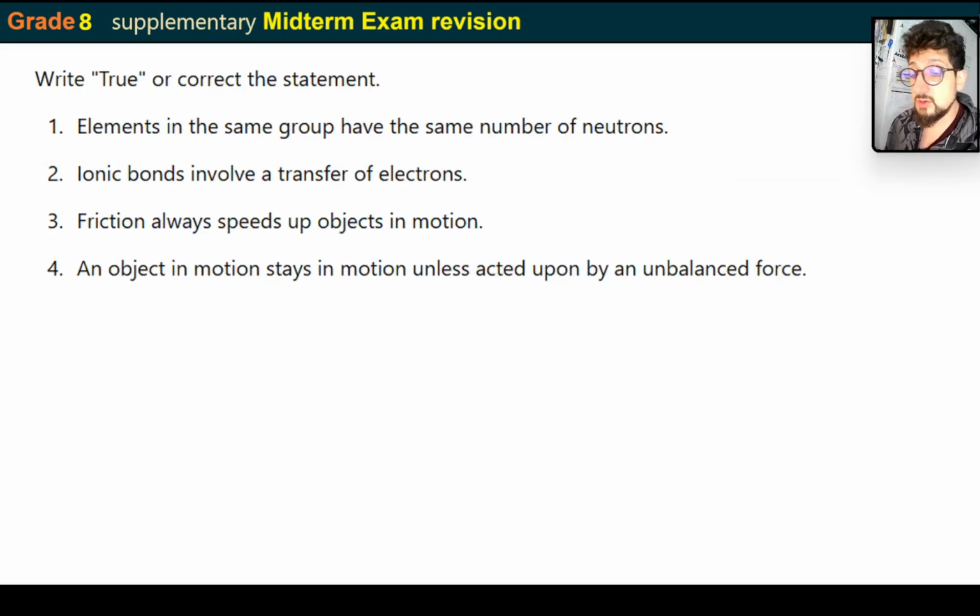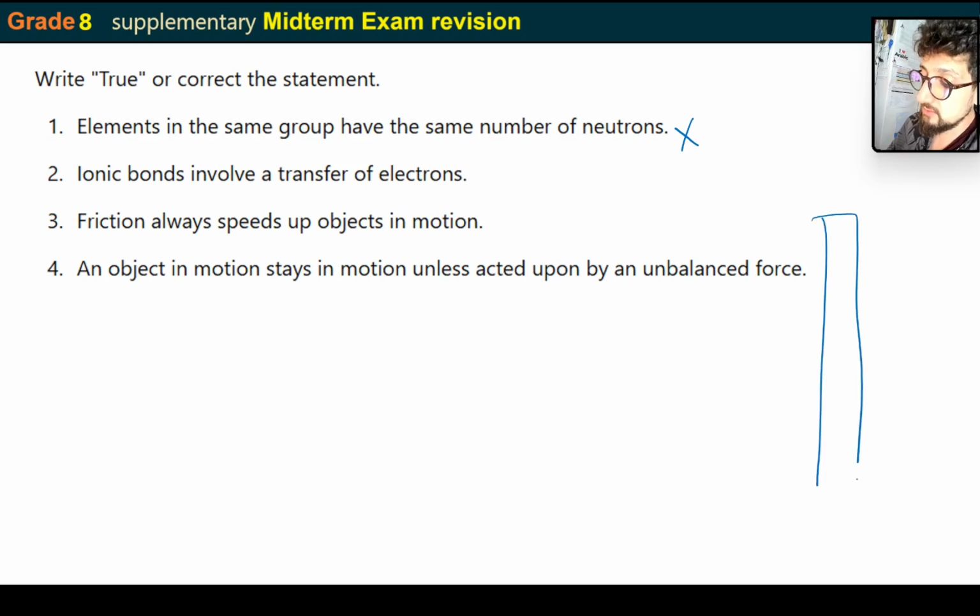Right, true, or correct statement. Elements in the same group have the same number of neutrons. Nope. They have the same number of valence electrons. That's all it is. Elements in the same group, they don't even have the same number of electrons. They just have the same number of valence electrons. That means electrons on the outside.